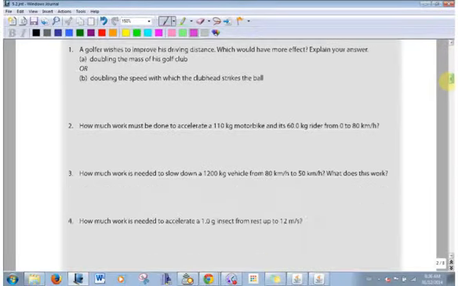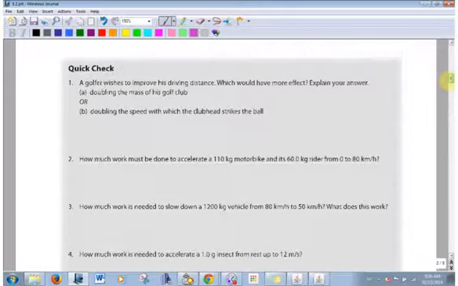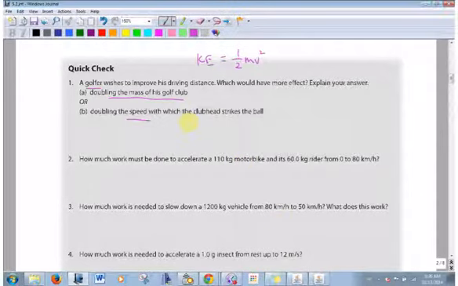Okay, so a couple of quick little examples, just looking at that formula. KE is 1/2 mv squared. A golfer wishes to improve his driving distance, which means his big stick, his 1 wood. Which would have more effect? Explain your answer. Doubling the mass of his golf club, or doubling the speed in which the club hits the ball?